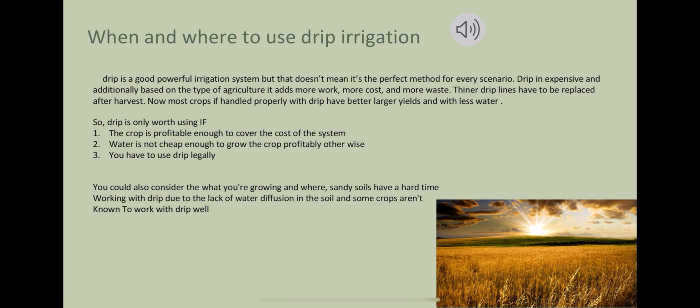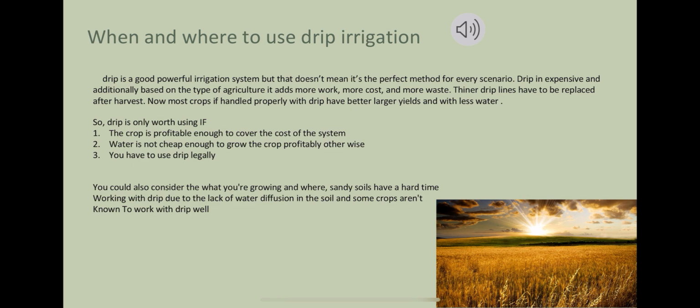With the bullet points on this slide, you can see the general points where you might want to consider drip. If you have a very valuable crop, it might be worth doing drip to get the extra little bit of value out of it. If water is not cheap where you are, it might be worth doing drip. And of course, in certain areas, you are legally required to do drip to save water and minimize overspray.